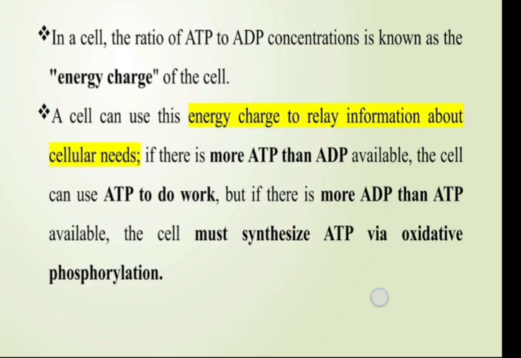In a cell, the ratio of ATP to ADP concentration is known as the energy charge of the cell. A cell can use this energy charge to relay information about cellular needs. If there is more ATP than ADP available, the cell can use ATP to do work. But if there is more ADP than ATP available, the cell must synthesize ATP via oxidative phosphorylation.